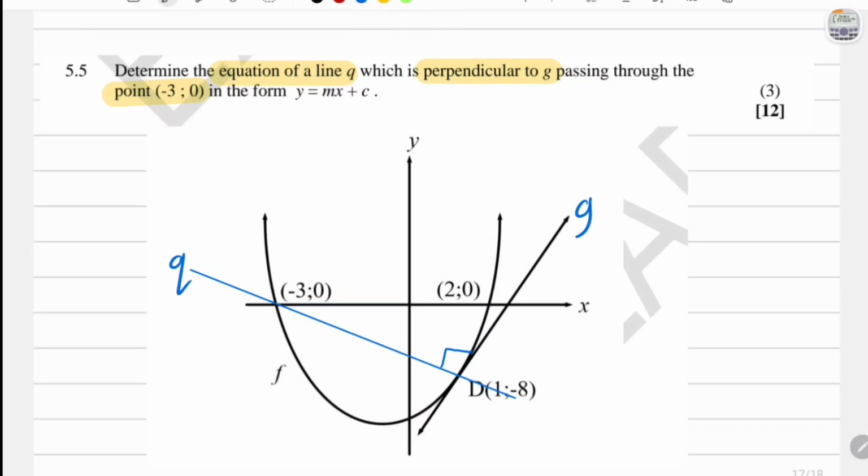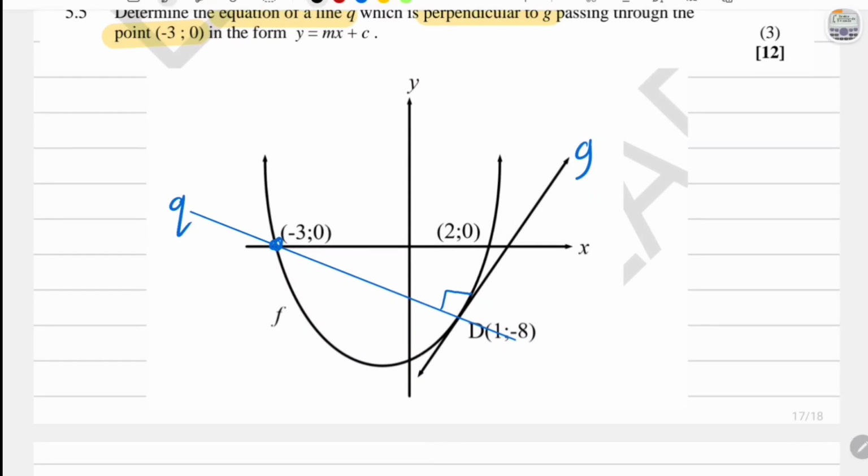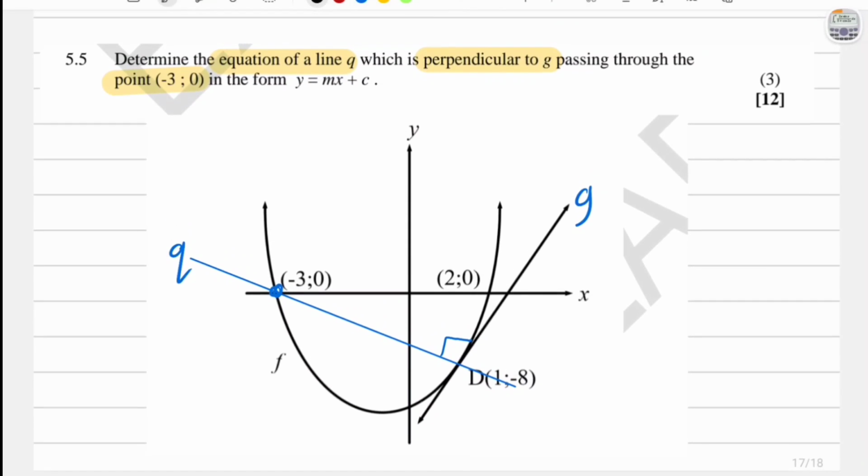We need to find the equation of this line if it is perpendicular to G and passes through this point (-3, 0). Okay, so how do we do that? Well, in order to find the equation of this line Q, you need to remember that it's still a straight line.